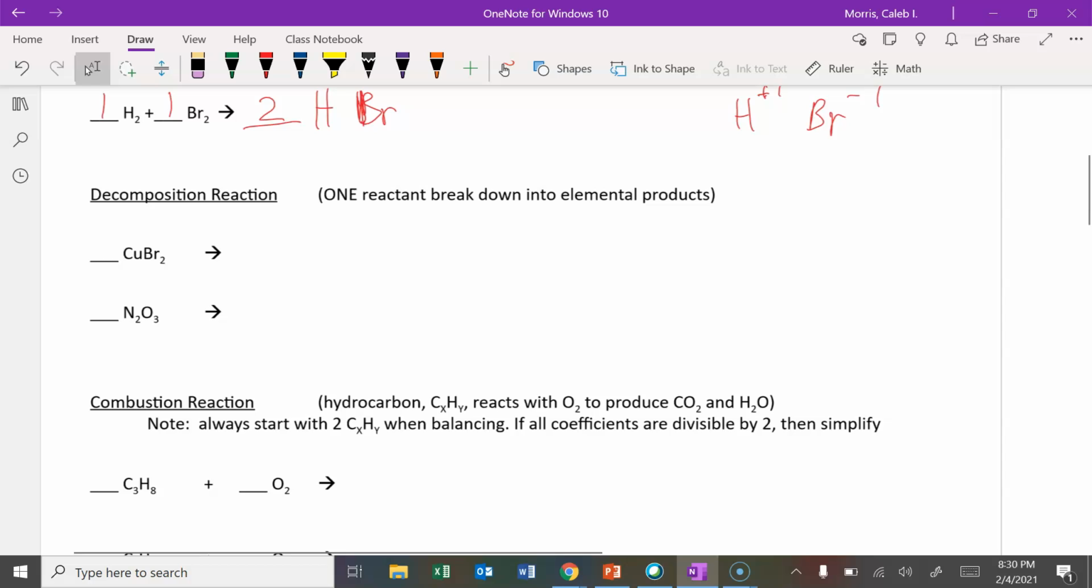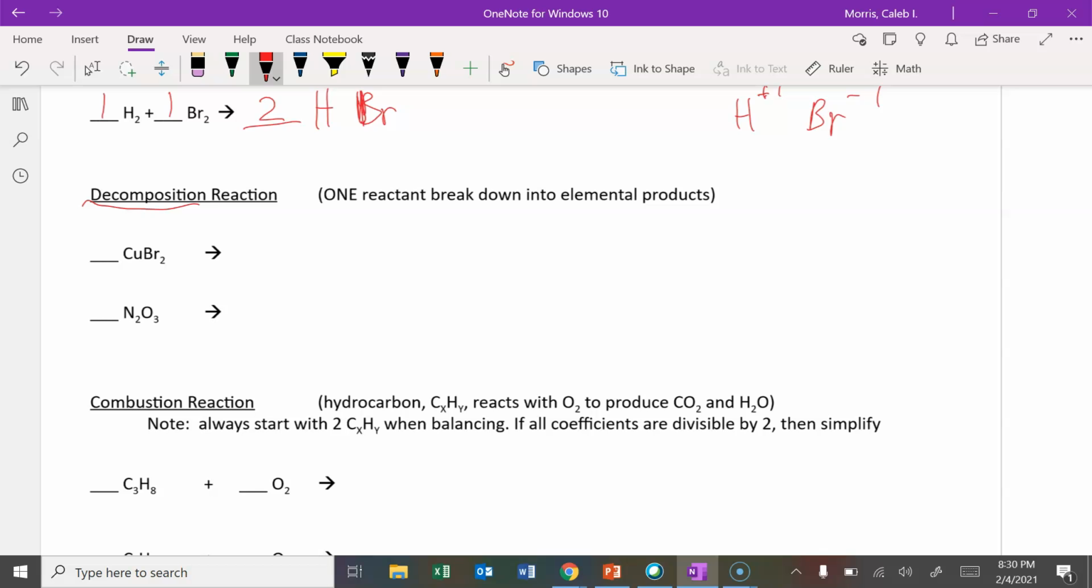Decomposition reactions. Okay, this one's different. I've got 1 reactant, and that 1 reactant is going to be a compound. If you only have 1 reactant, there's only one thing it can do. It can break up into more than 1. It could fall apart, break apart. And that's what decomposition is. It's breaking apart. So I have Cu and Br breaking apart.